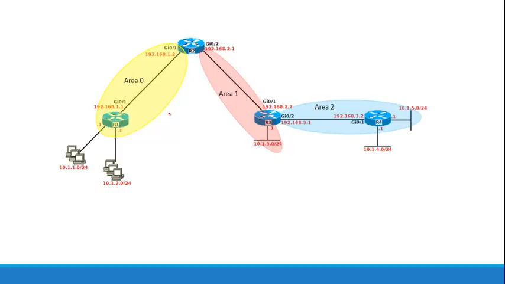Here's the topology that I've set up. Here we have area 0, and area 0 is connected to area 1. Area 2 is connected to area 1. I've already pre-configured all the IP addresses, I've already configured OSPF as the routing protocol, and I've already configured the areas. So everything is ready to go.